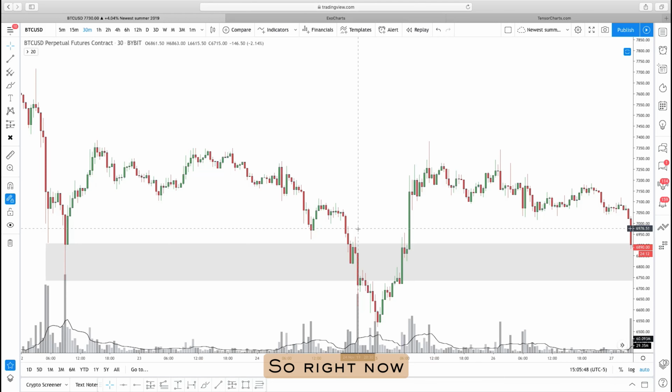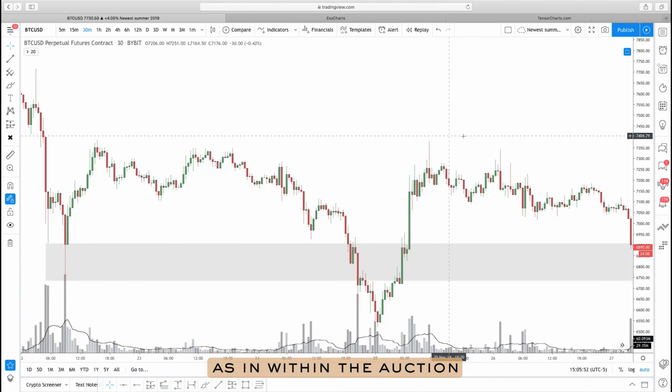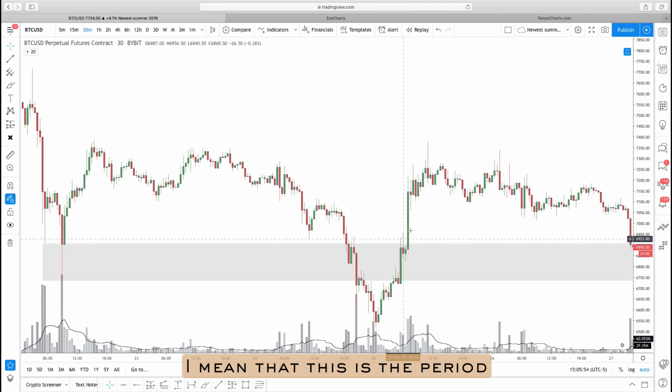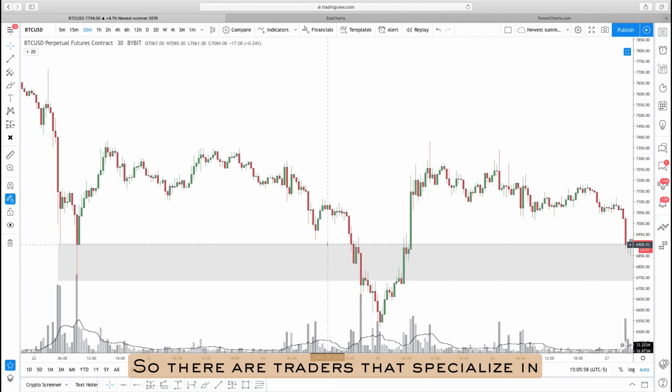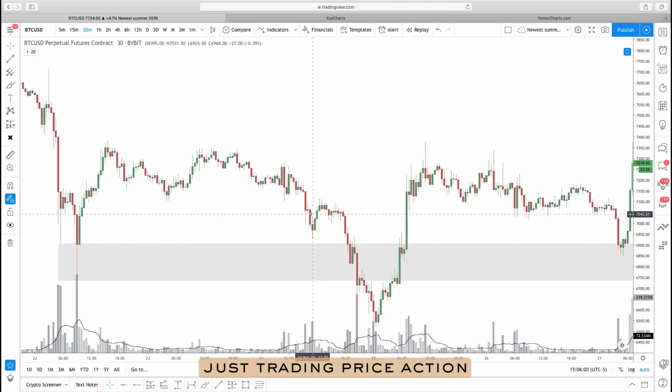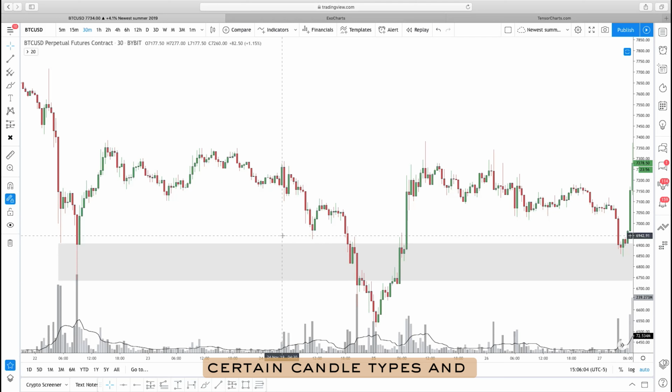Right, so right now we're looking at a 30-minute rotation. And I don't mean rotation as in within the auction. I mean that this is the period setting of these candles. So there are traders that specialize in just trading price action, and they can pick up on certain patterns, certain candle types, and where these occur in relation to higher time frame support and resistances, certain swing highs or swing lows, and that is their bread and butter.